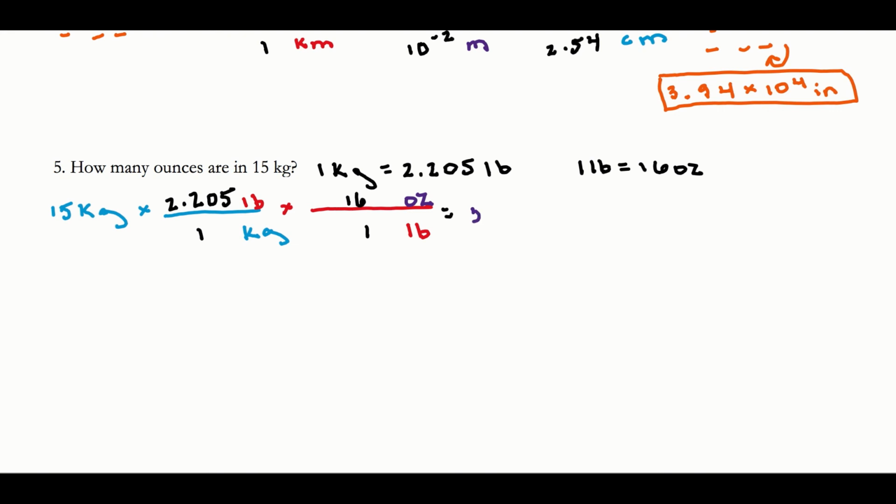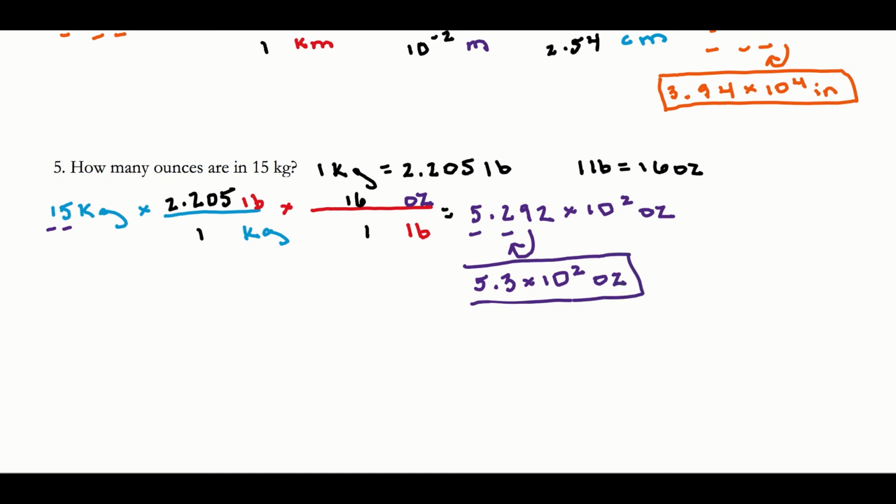And the unrounded value I get is 5.292 times 10 to the second ounces. Okay. Let's figure out sig figs. 15 has 2 sig figs. So I need 2 sig figs because remember, this is a relationship. That's why I'm only looking at my given when I'm figuring out sig figs. So I have 2 sig figs. So this is going to round to 5.3 times 10 to the second ounces. I've got units, I've got the correct number of sig figs.